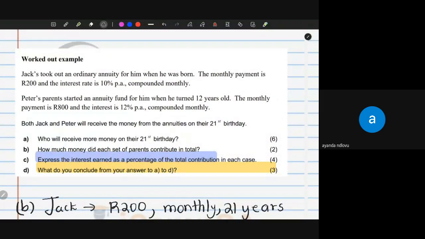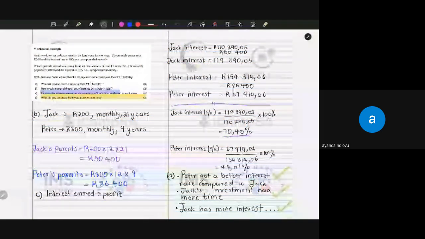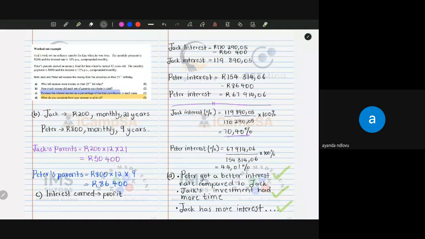Thank you. So Peter was beaten by time. That is why I said Peter got a better interest rate compared to Jack. Rate is very important. It is what we have there. And then I say Jack's investment had more time. So Jack's money was sitting for 21 years. Peter's was 9. Then I said at the end, Jack has more interest. Interest is the 70 and the 40. So there's a difference between interest and interest rate. Do you understand? Yes, sir.